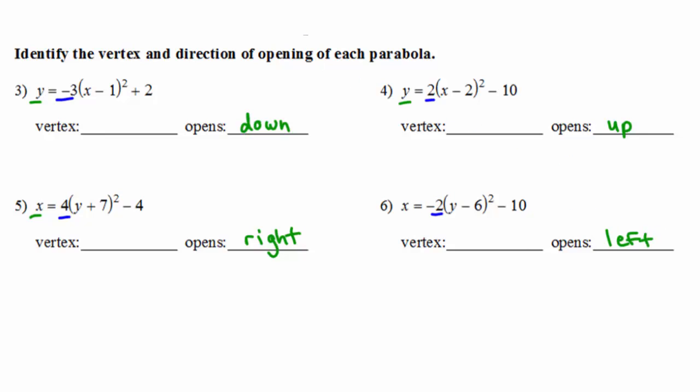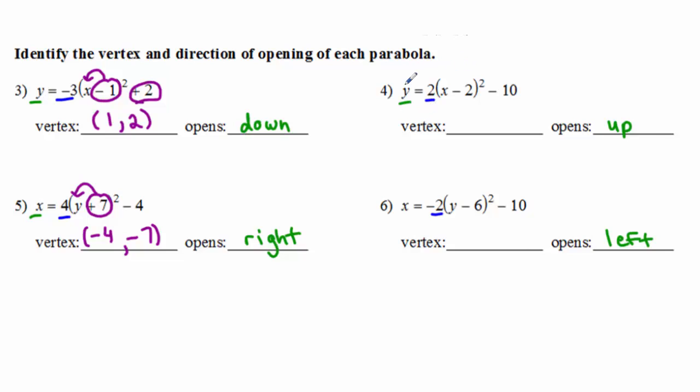Now, when we're finding the vertex, when I look inside my parentheses and I grab this number, because it's inside parentheses, I have to change the sign. But the other thing I care about is that this -1 is next to x, so this is telling me my x value. The outside number is telling me my y value. But when we look at 5, this number, which is telling us that -7 is important, is next to y. So you have to remember that that's telling me my y value. The outside number is telling me my x value.